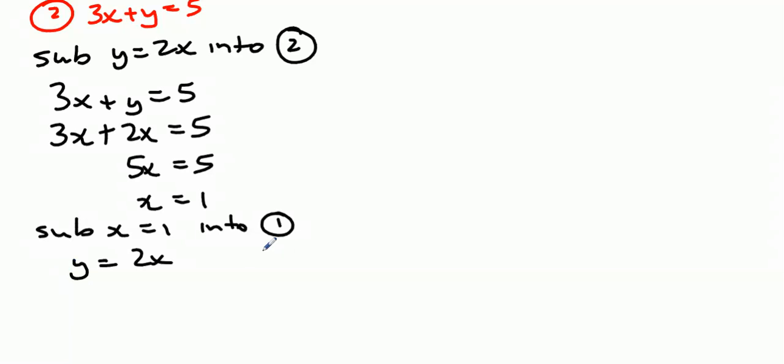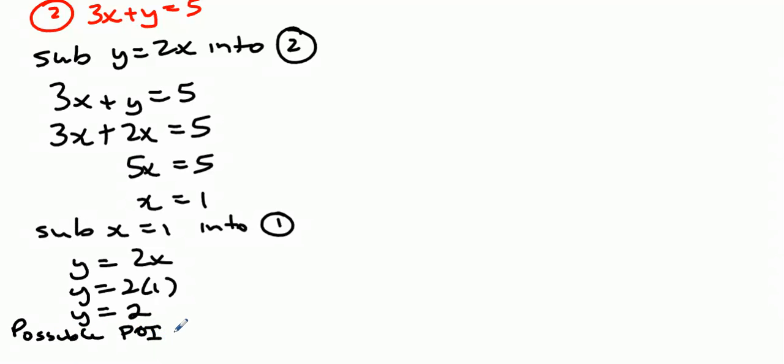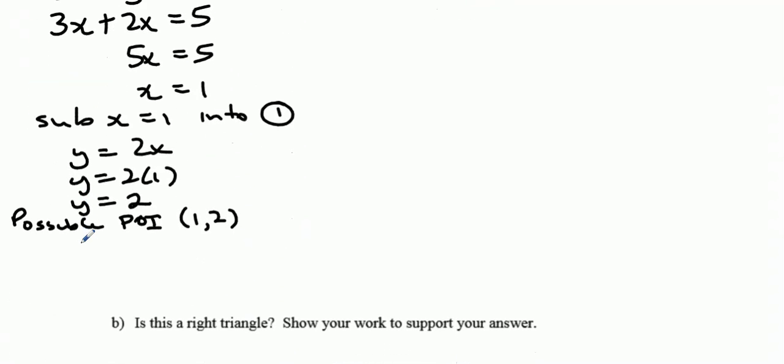Sub that in. We're going to put y equals 2 times 1, and y equals 2. So our possible point of intersection or solution here would be (1, 2). We still need to check our originals, so we'll do that here.